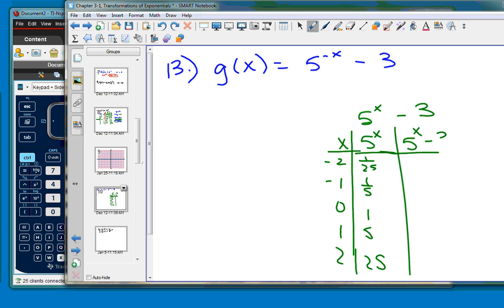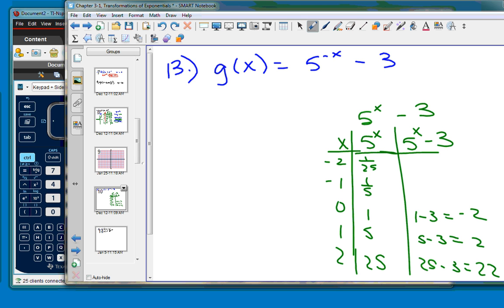What's going to happen with 5 to the x minus 3? What's changing, x or y? Y is changing. What's happening to that y value? It's going to go down 3 units from every one of those. So 1 minus 3 gives me -2. 5 minus 3 gives me 2. 25 minus 3 gives me 22. Now you have new points to graph, right? So that's 5 to the x minus 3, right?